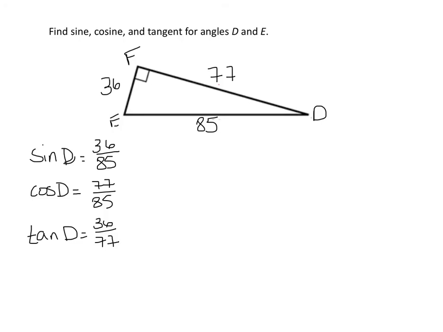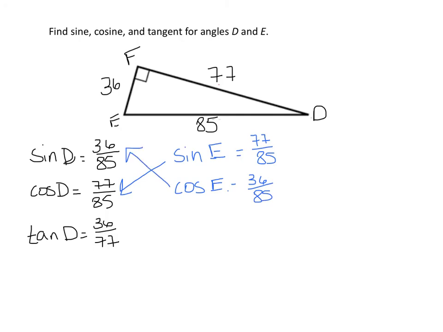For angle E, the sine of E will be 77 over 85. Again, the same as the cosine of its complement. The cosine of E is 36 over 85, the same as the sine of its complement. Tangent of E will be 77 over 36.